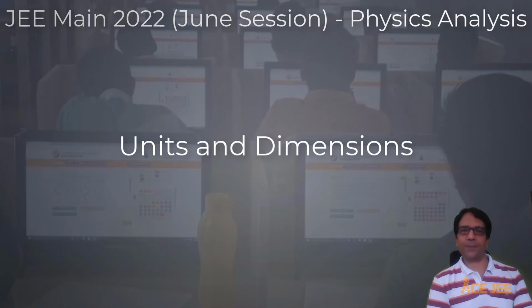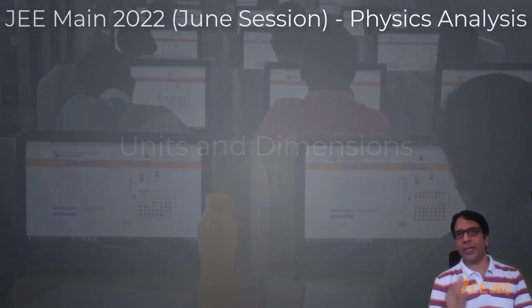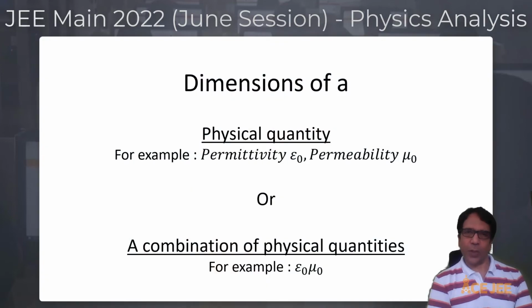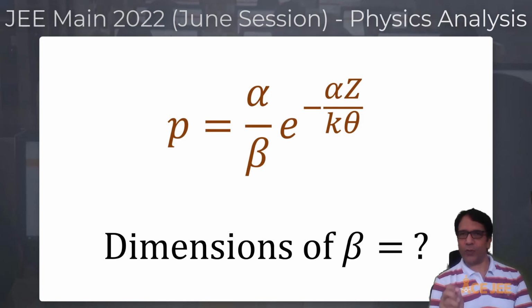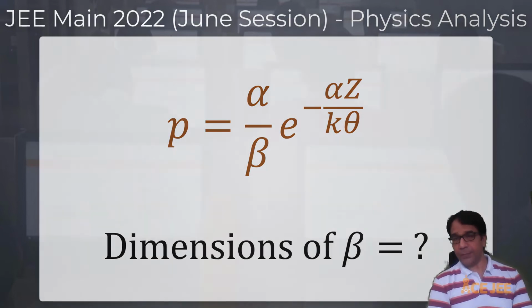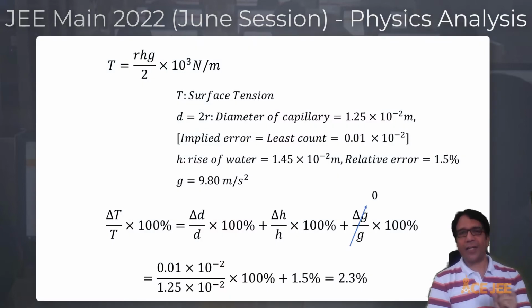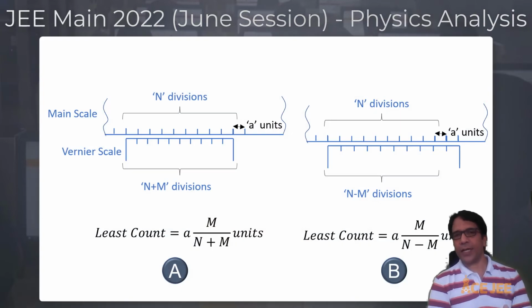Units and dimensions. 4 types of questions that you should focus on. Number 1, finding dimensions of the known physical quantities. Number 2, given an equation, you will be asked to find the dimensions of the unknown. Number 3, finding error in the calculated value, given the error in the measured value. Number 4, questions around vernier caliper and screw gauge.